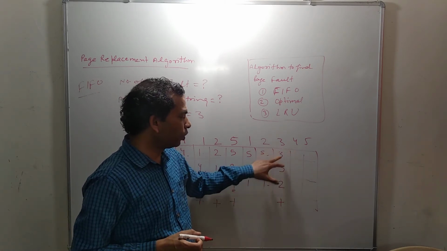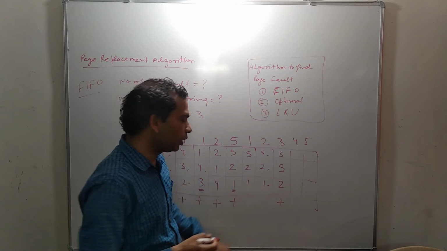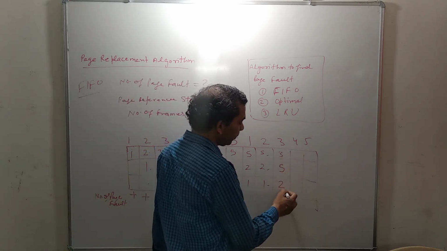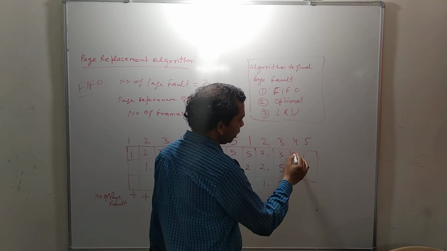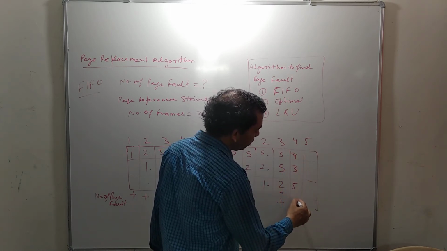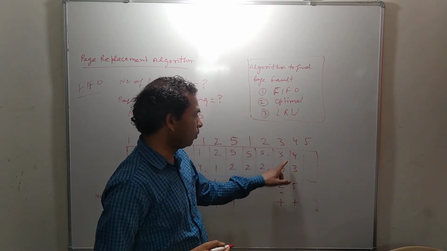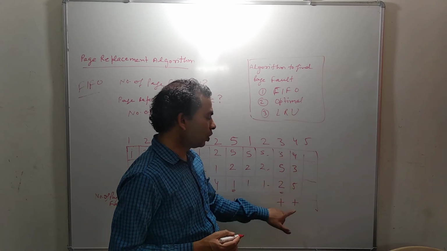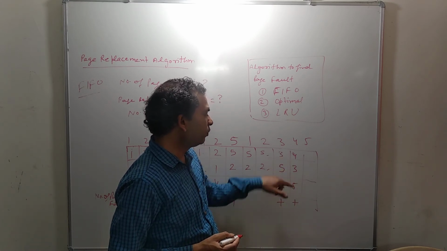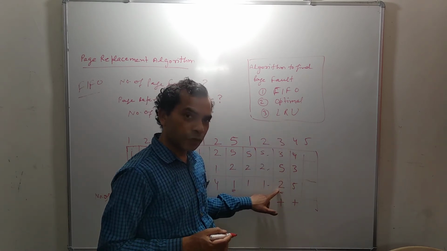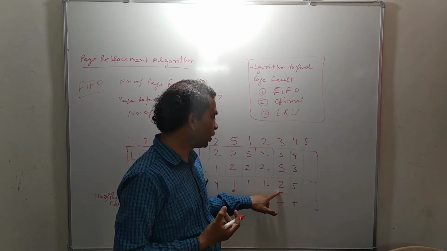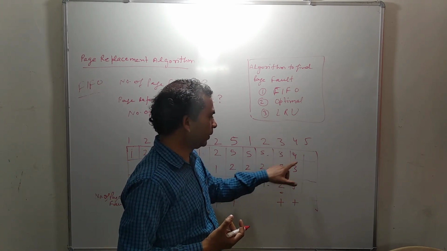Again the 4 came, and 4 is not present in the frame. So what are we doing here? 2 will be replaced by a 4. So this is 4 3 5. The page fault will occur since 4 is not present in the frames. So the page fault occurs first, then page number 2 will be replaced since 2 is the first page in between 3 and 5.